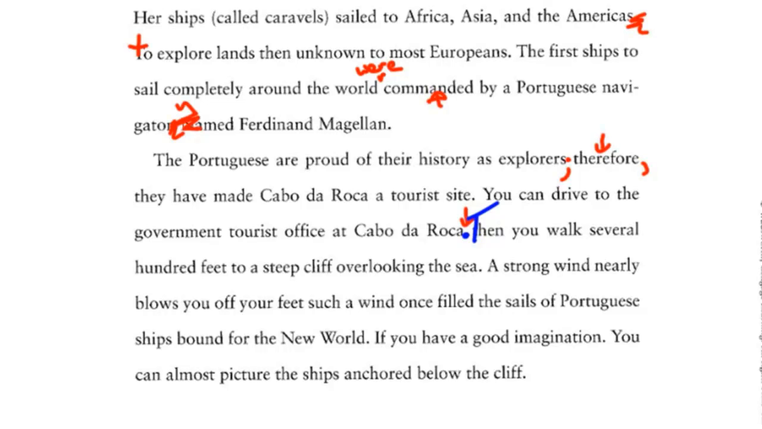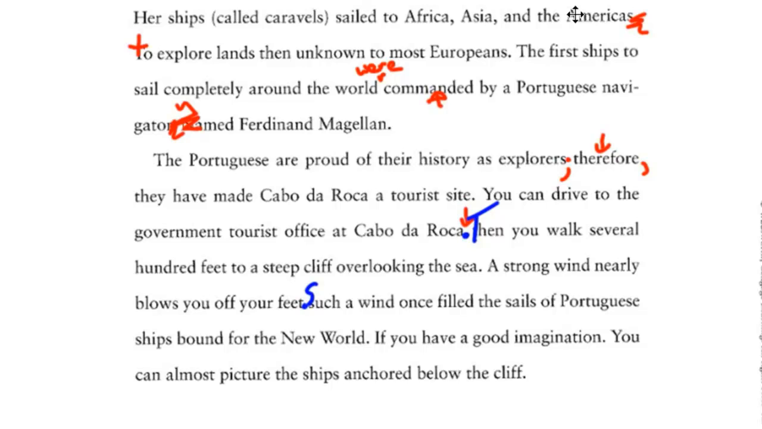A strong wind nearly blows you off your feet. Such a wind once filled the sails of Portuguese ships bound for the New World. So here, a strong wind nearly pulls you off your feet. Such a wind. They don't really seem to quite even go together. So I want to end at feet. Capitalize such. But instead of just a strong wind nearly blows, a strong wind nearly blows you off your feet. That works. Okay. Such a wind once filled the sails of Portuguese ships bound for the New World. Those now work.